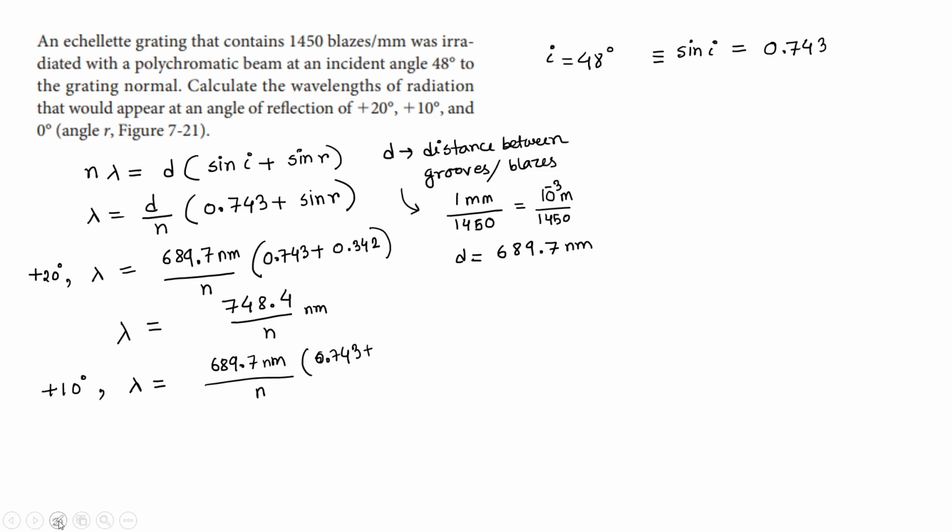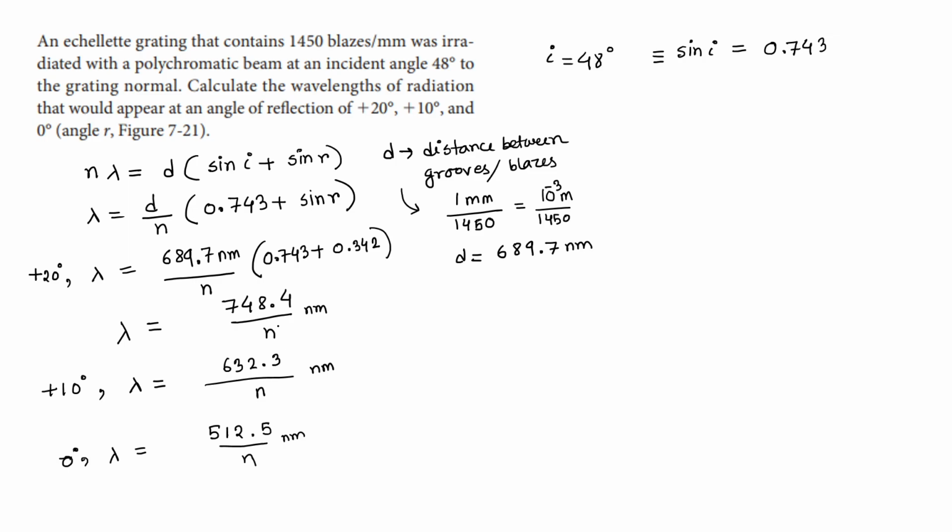So I will directly write the answer. It is going to be coming as 632.3 nanometer. And what about 0 degree? It will be 512.5 by n nanometer. Now see, depending on the diffraction order, you are going to get first order.